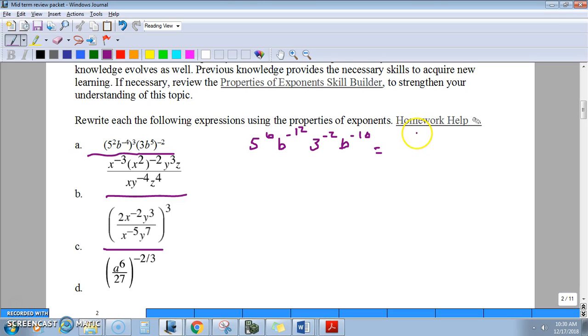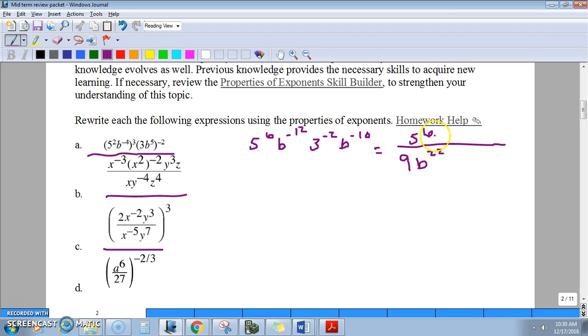And then I'm going to rewrite it because anything with a negative exponent can be put on the denominator. So 5 to the 6th power is going to be the only thing on the numerator. And on the denominator I have B to the negative 12th, B to the negative 10th. I add those because I'm multiplying. It's going to be B to the 22nd power. 3 squared is 9.